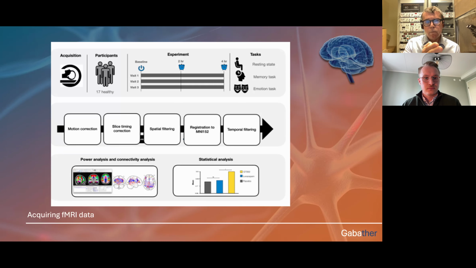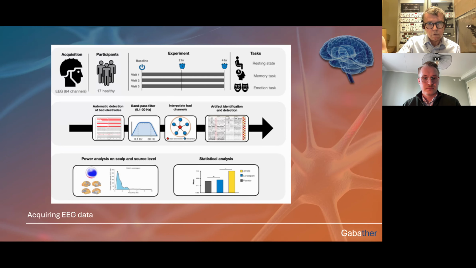You make a baseline measurement, for example in the EEG, you would put on the cap. Or in the fMRI, you put them into the scanner. You do measurements after 2 hours and 4 hours. You do 3 different situations. The resting state, and again, the data today is only the resting state. The memory task and the emotion task that we're going to put these people through, we'll publish at a later time, maybe episode 3 or 4. It's work in progress.